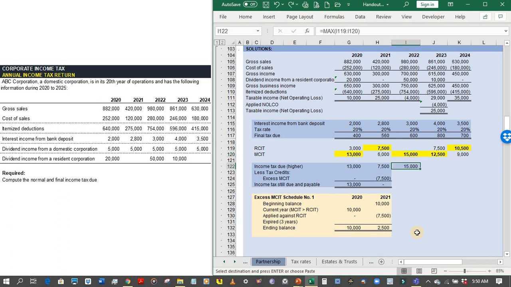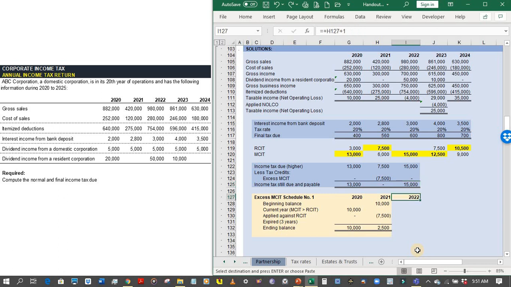And again, since MCIT is greater in 2022, we cannot deduct the available excess MCIT of 2,500 pesos. As of the start of 2022, we have an available excess MCIT of 2,500 that can be deducted in case the higher amount is RCIT. But since the higher amount is MCIT in 2022, we cannot deduct the 2,500 from the 15,000 pesos. So that is zero. That is why our income tax still due and payable at the end of 2022 is 15,000 pesos. Now let us update the monitoring of excess MCIT schedule.